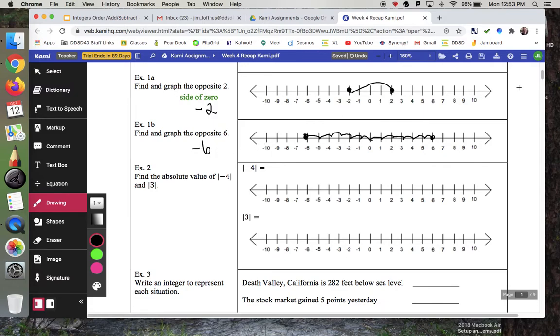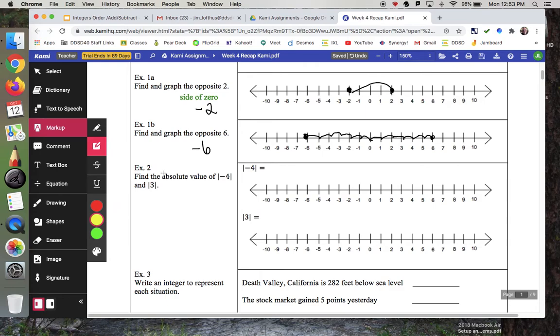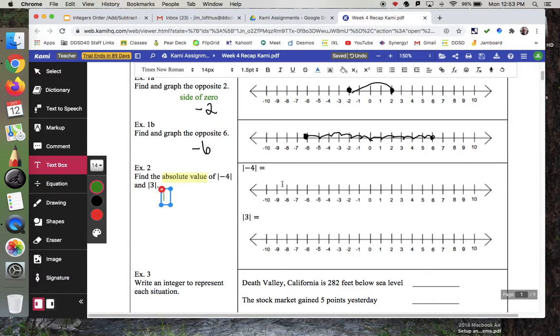Then we discussed what absolute value means. So we highlighted absolute value and then talked about the distance from 0. And it doesn't matter whether it's positive or negative. We discussed that if you're leaving your house, it doesn't matter what direction you're going, you're getting 5 steps or 5 hours or 5 miles away from your house. So distance is always positive.